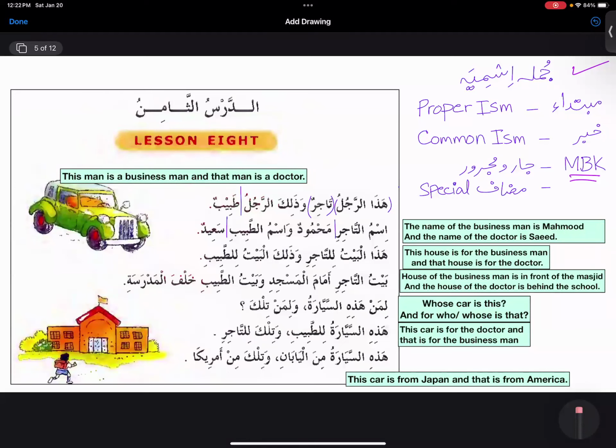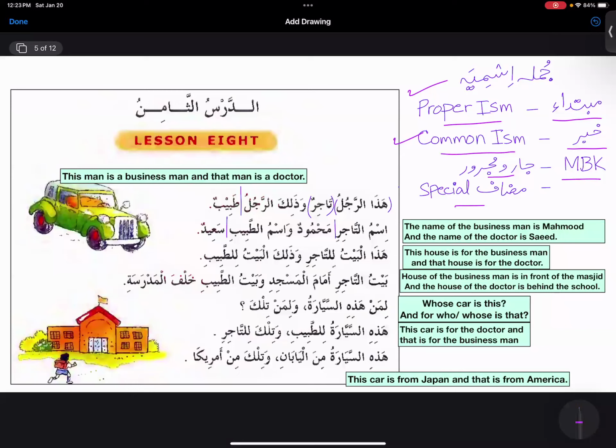Okay, inshallah. So what we are focusing on here is that in jumla ismiya, we need three things. If I ask you to label jumla ismiya, you are going to look for mubtada, which is going to be a proper ism. Then you are also going to look at khabar, which in a regular jumla ismiya is supposed to be a common ism, but we will see a lot of exceptions in Quran Pak where even our khabar is a proper ism. And then our MBK, which is going to be jar majroor or special mudaf fragment. We will see some sentences, and inshallah, as we label them, it will make sense to you guys.